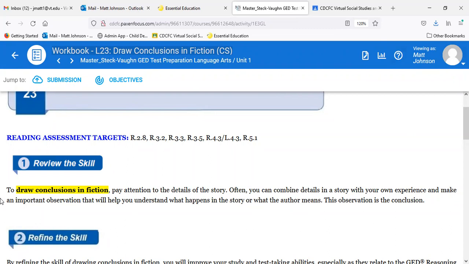So often you combine those details in a story with your own experiences and make an important observation that will help you understand what happens in the story or what the author means. This observation is the conclusion, right? So we also draw on our own experiences. We may have friends or family that have suffered from an illness. We see what that does to them. We know what it's like to be cold, and what that could do to your body, and how that feels. Those are all relatable things that help us draw those conclusions by looking at our own experiences.